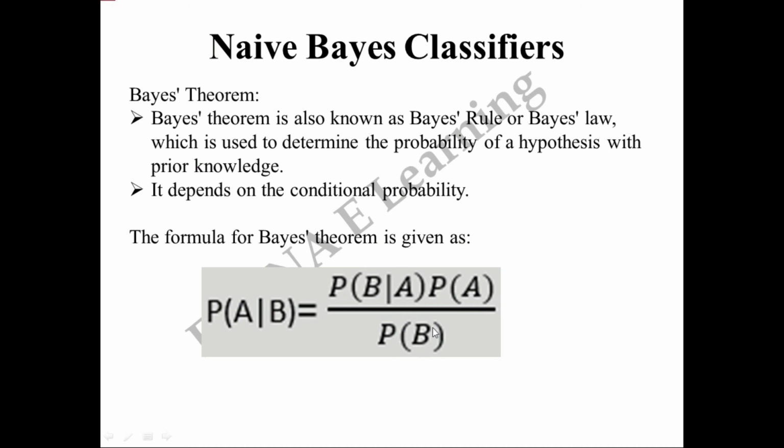The major steps in Bayesian classifiers are: in the first step, we convert the extracted feature set into a frequency table. In the second step, a likelihood table is determined by finding the probabilities of given features. In the final step, we use Bayes' theorem to calculate the posterior probability. The posterior probability P(A|B) gives the final result.